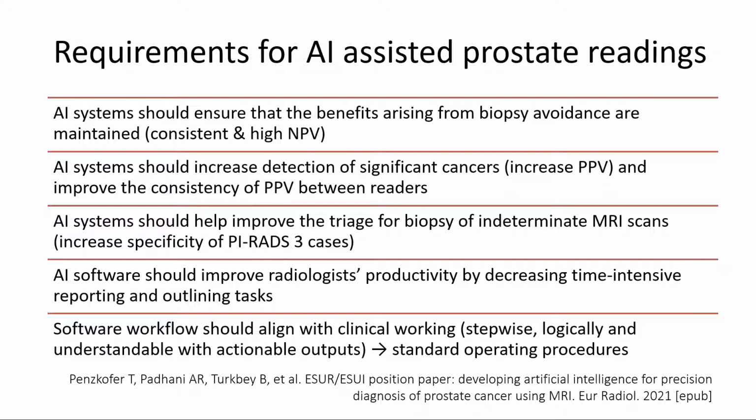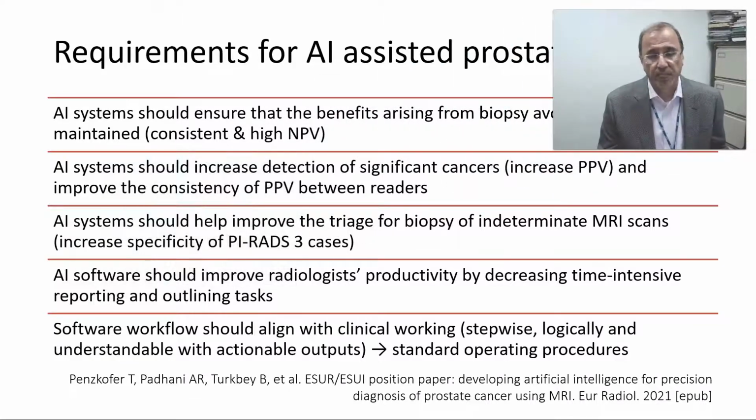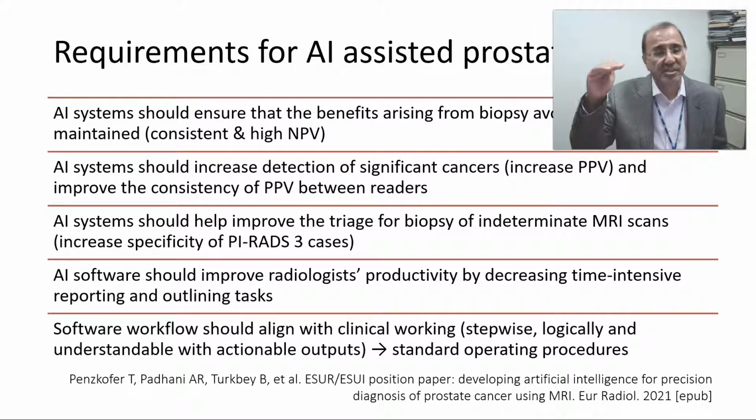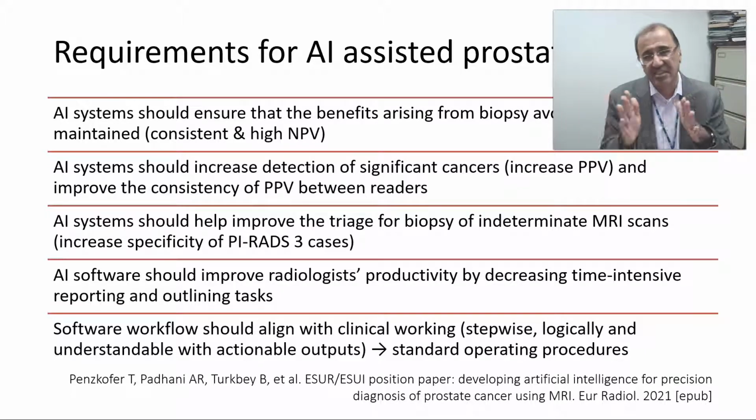Well, first of all, it should make sure that the benefits are delivered. And these benefits come from biopsy avoidance, as we said. So in other words, it should have a consistent and a high negative predictive value. Hopefully we can increase the positive predictive value. But importantly, the consistency between readers should also be improved. Ideally, an AI system should be able to help us with PIRADS 3 cases when we look at patients and we're not sure what's going on. So maybe increase the specificity in those cases.